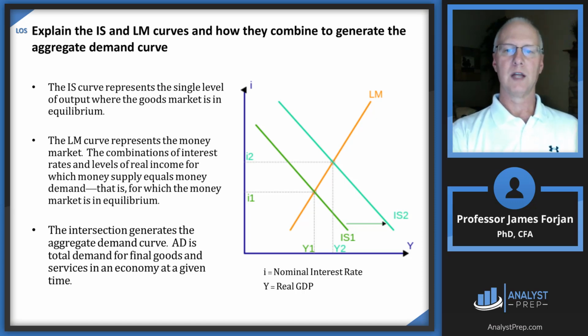So let's just look at the lower left green IS1 curve and then the upper, upward sloping LM orange curve here for just a second. All right, the IS curve represents the single level of output where the goods market is in equilibrium. All right, so what does that mean? I want you to think about it this way.